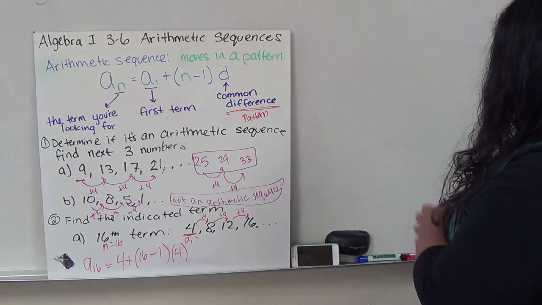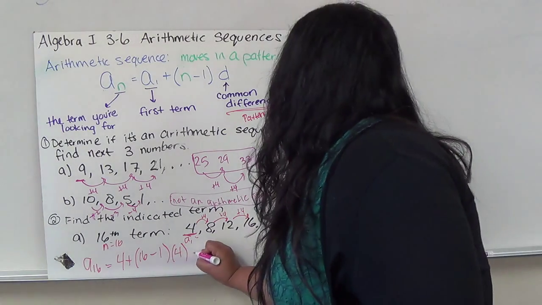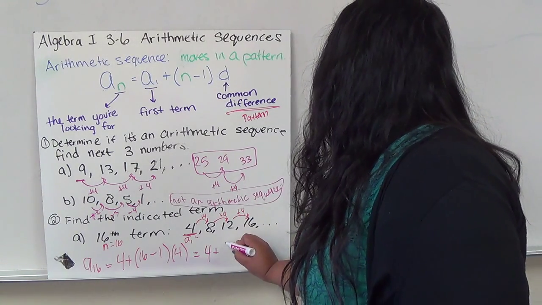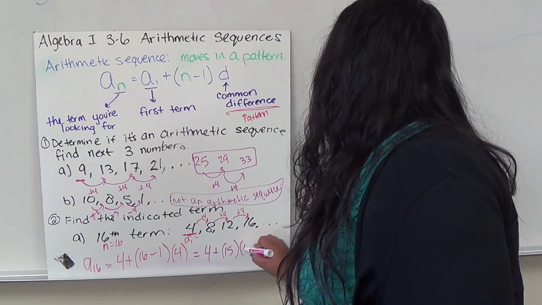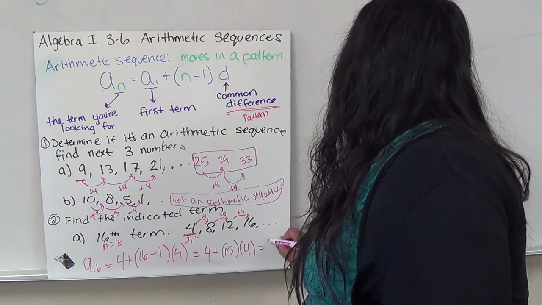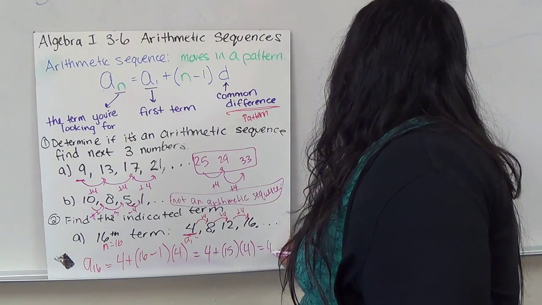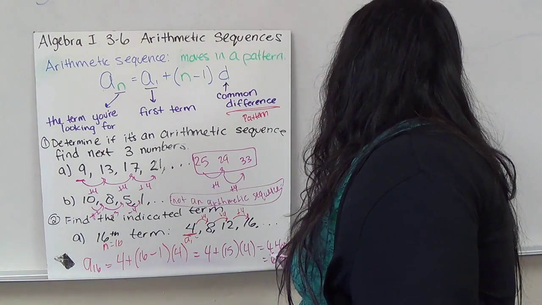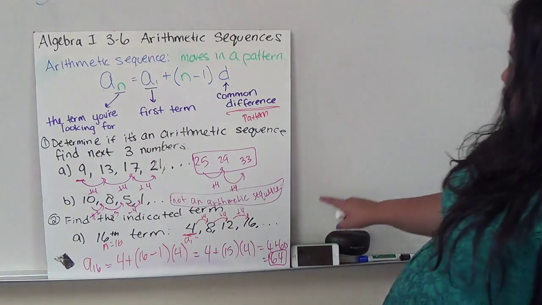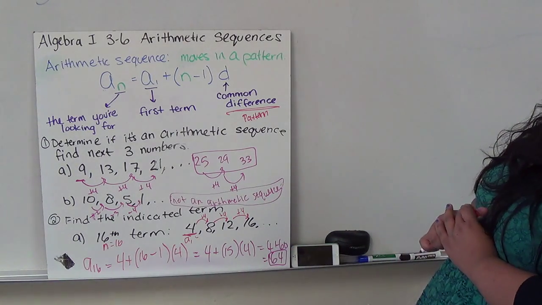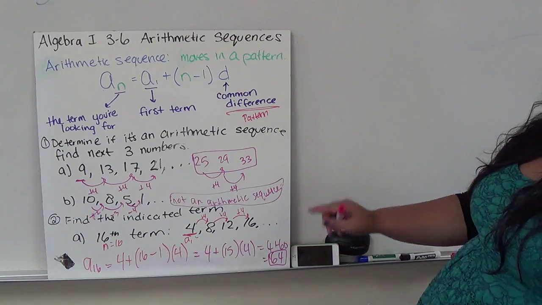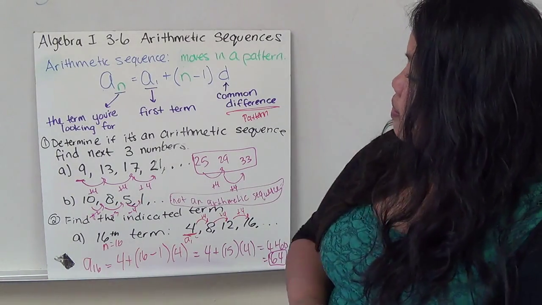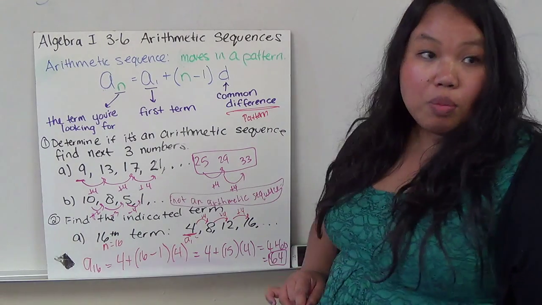So now I just do the math. I do 4, I'm going to do the parentheses first, plus 16 minus 1 is 15 times 4. So this is 4 plus 60. So my answer is 64. So basically, if I keep going by 4s, the 16th term on there is going to be 64. All right? So go ahead and write this down. I have one more board.